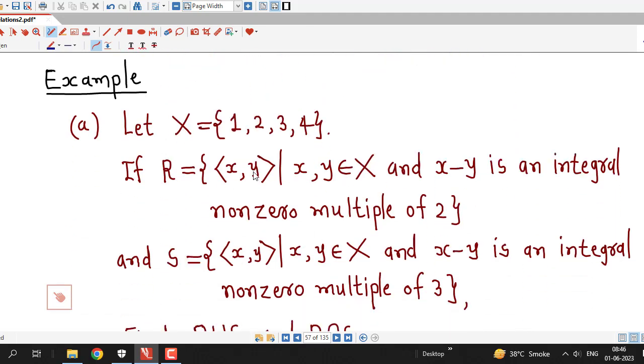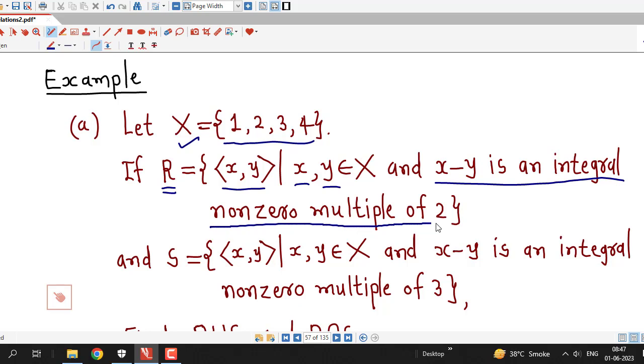Suppose X is a set containing 4 positive integers 1, 2, 3, 4. Relation R is defined on this set X as the collection of those ordered pairs (x, y) such that x and y belong to X, and x minus y is an integral non-zero multiple of 2. That is, the difference of the two integers is a multiple of 2, and that difference must be an integer and it must be non-zero.